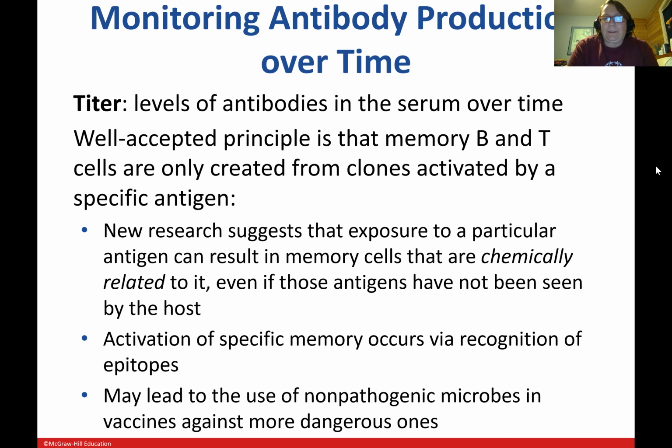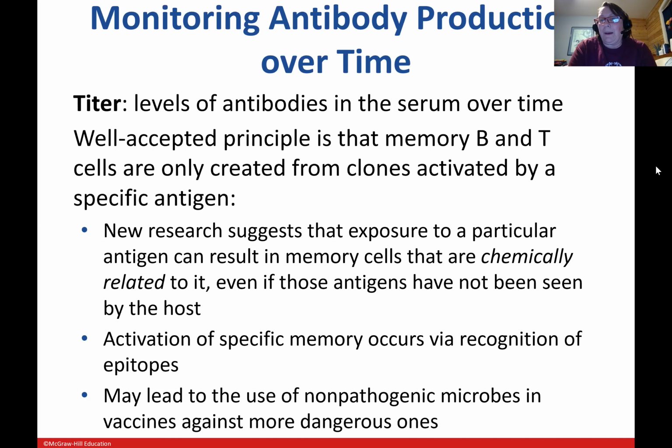Okay? So in that case, the activation of specific memory occurs via recognition of epitopes, of antigenic sections of a pathogen or something like that. And what that does is it allows us, instead of having to have the full pathogen, you can use pieces of a pathogen, or you can use non-pathogenic microbes in vaccines that will then give you protection against the more dangerous ones. We often refer to that as an attenuated strain.